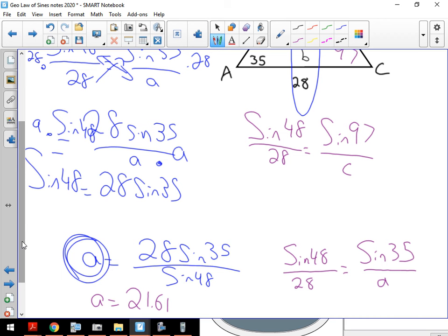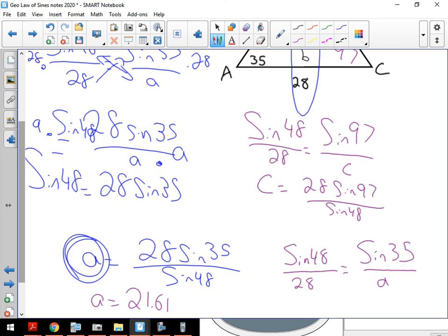We just move things around. Okay? So you get c will equal 28 sine of 97 over sine of 48. Change-o, multiply by the denominator. The same exact scenario from what you just saw. And that's the other thing that'll happen a lot of times.